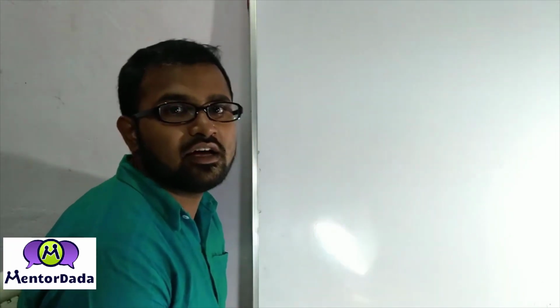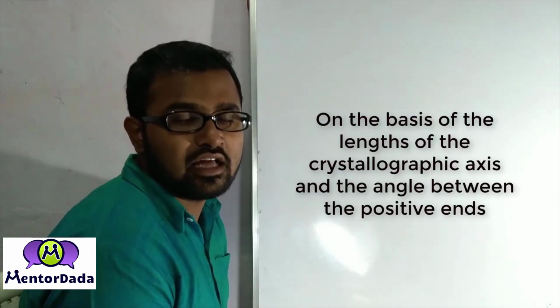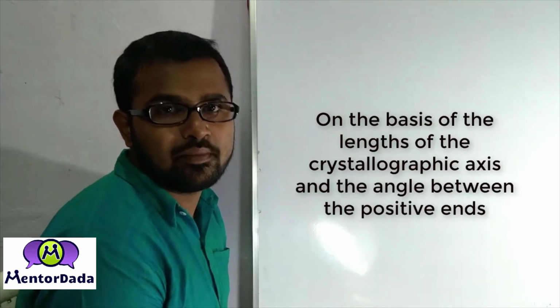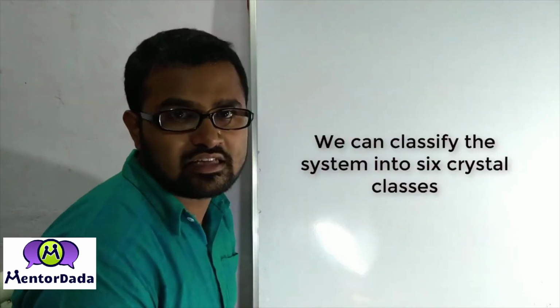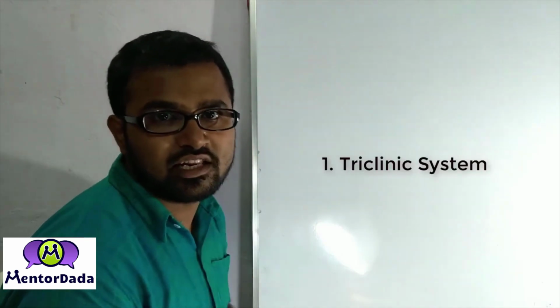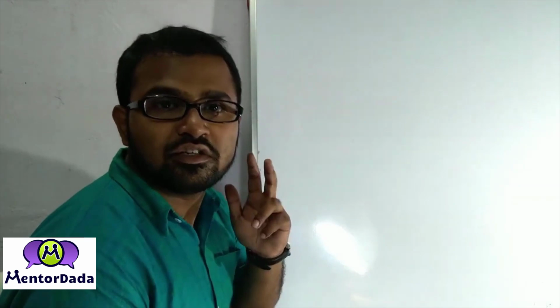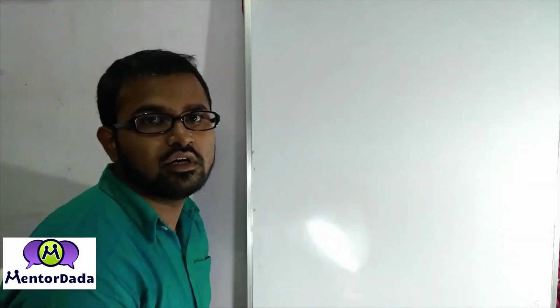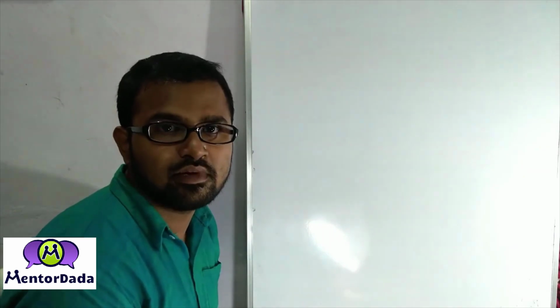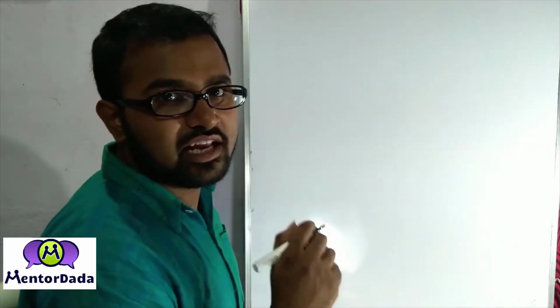Based on the length of the crystallographic axes and the values of alpha, beta, gamma, we can classify the crystals into 6 different classes. Number 1, triclinic system. Number 2, monoclinic system. Number 3, orthorhombic system. Number 4, tetragonal system. Number 5, hexagonal system. Number 6, isometric system.